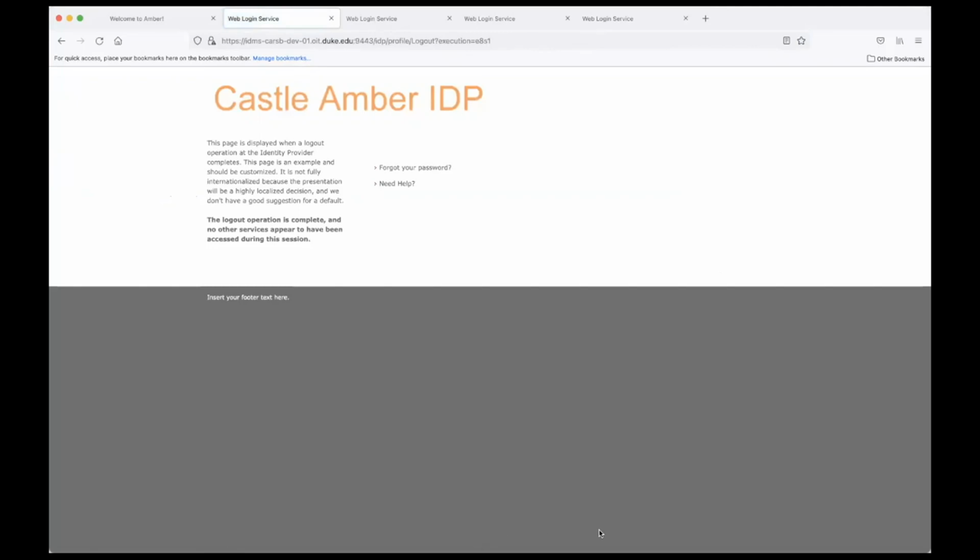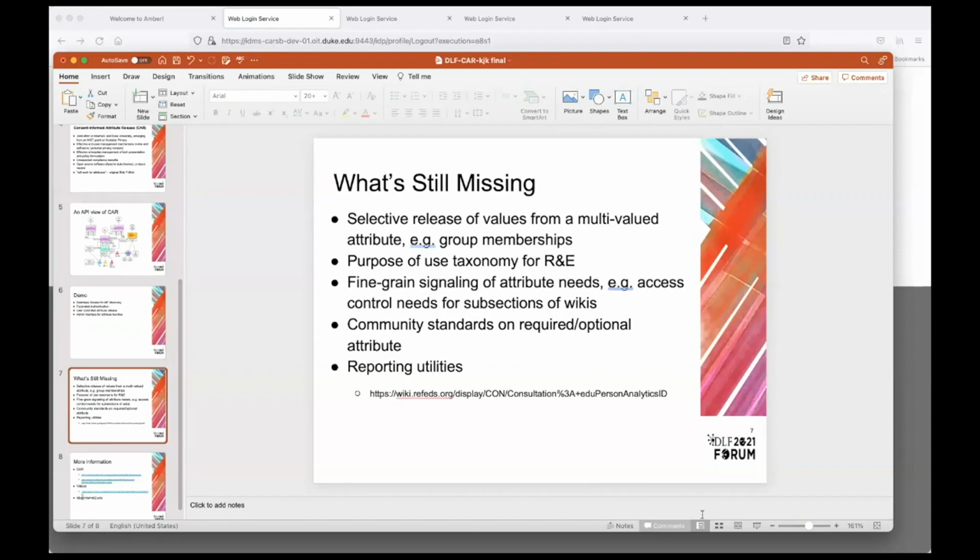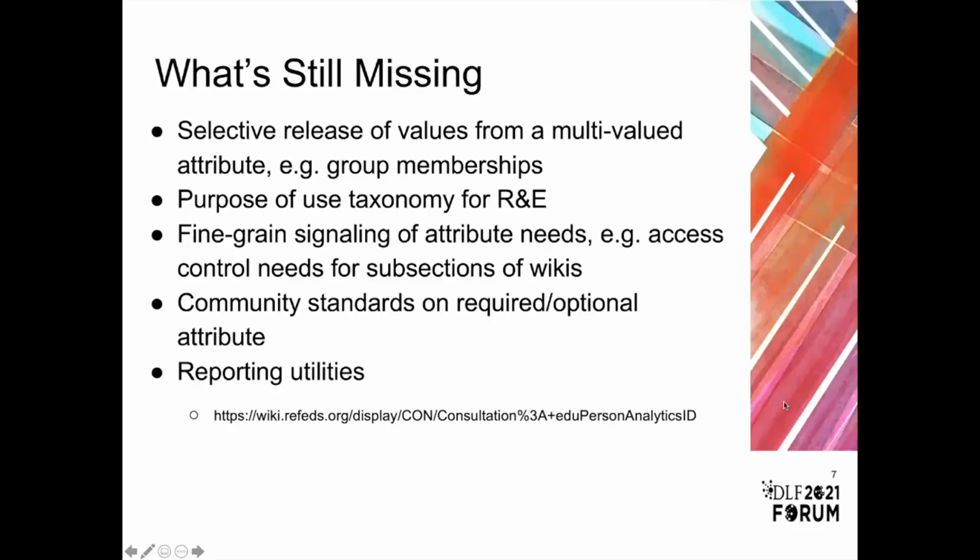In fact, I will go back to the PowerPoint and talk a little bit about what's still missing and more information. It's very hard to do selective release of values from group memberships. You saw that in our screen. We'd like a protocol that would manage that. The purpose of use taxonomy for research and education. Can we create a simple one that will serve many needs? Advertising did it. Can we do it? Fine-grained signaling of attribute needs and a few other needs and reporting utilities.